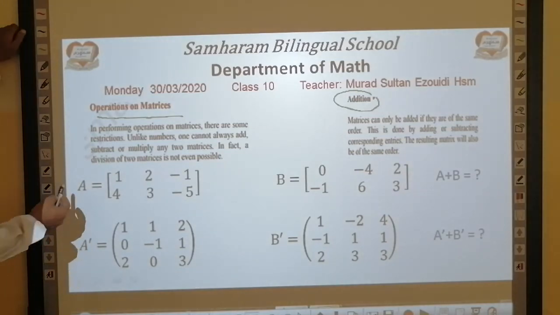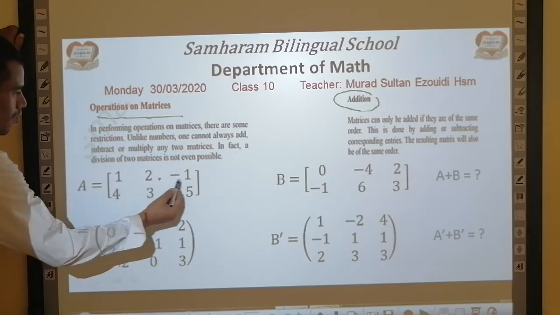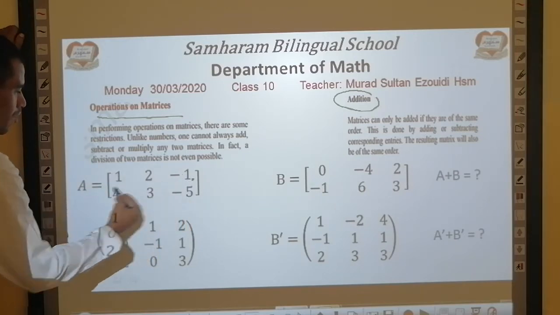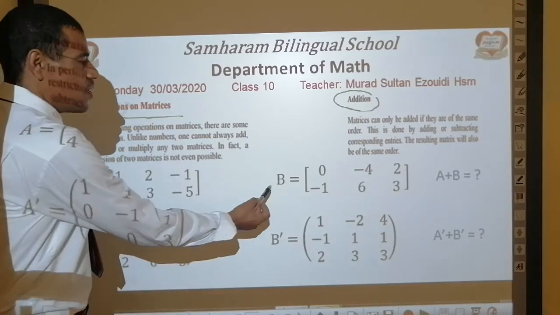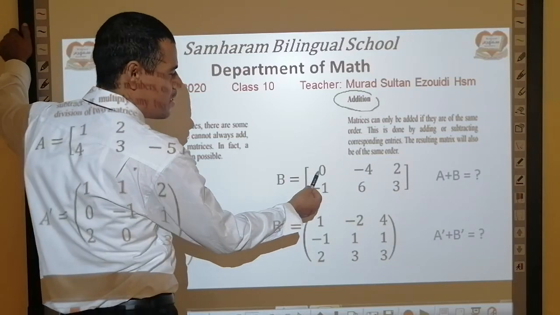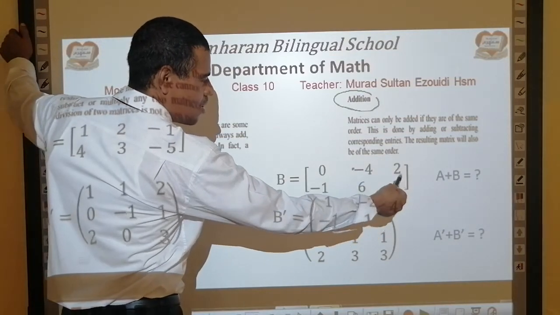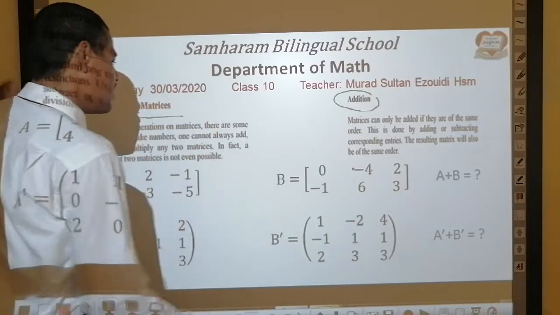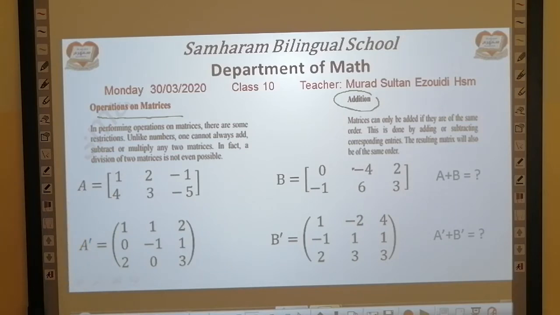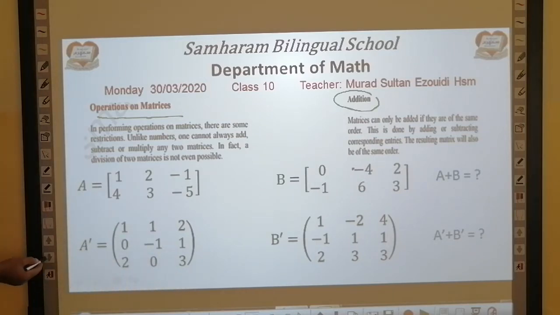Okay. The order of the matrix A is 2 by 3. Why? Because we have two rows and three columns. Then the matrix B also has two rows and three columns. So the order of matrix B is 2 by 3. Now, we try to add, my kids. Okay. So, I will do what? In order to add this, I will make.